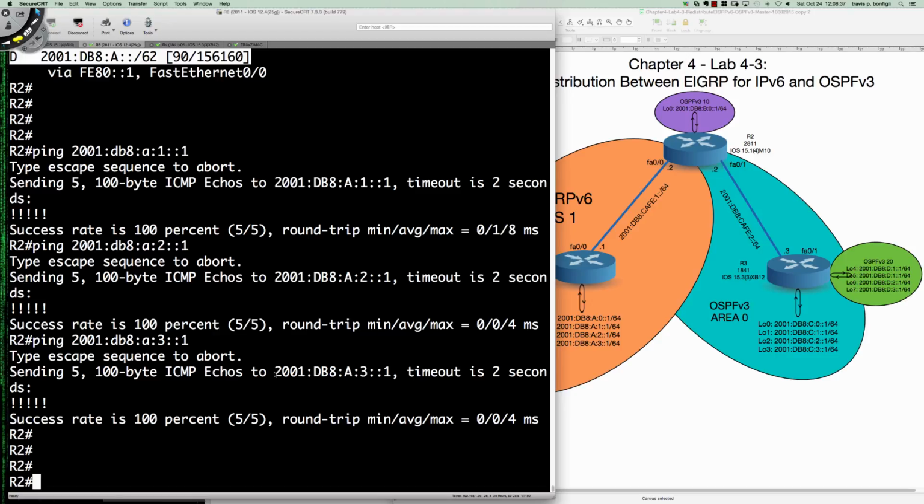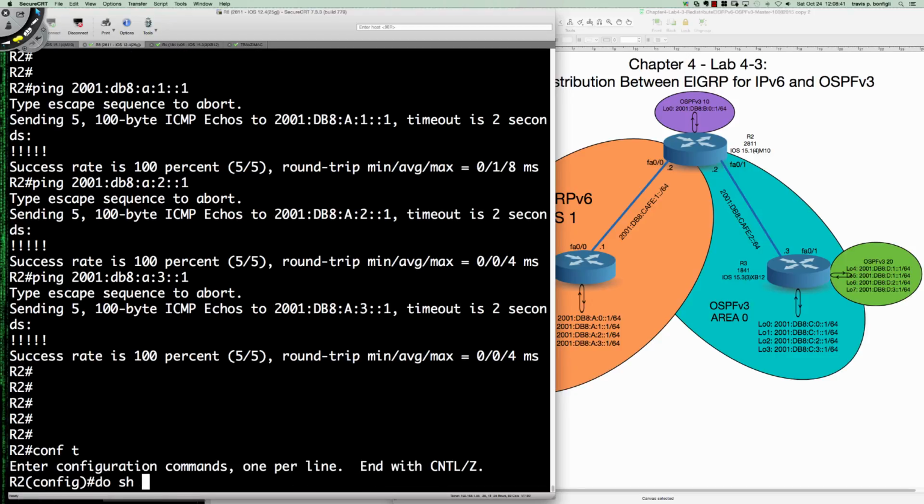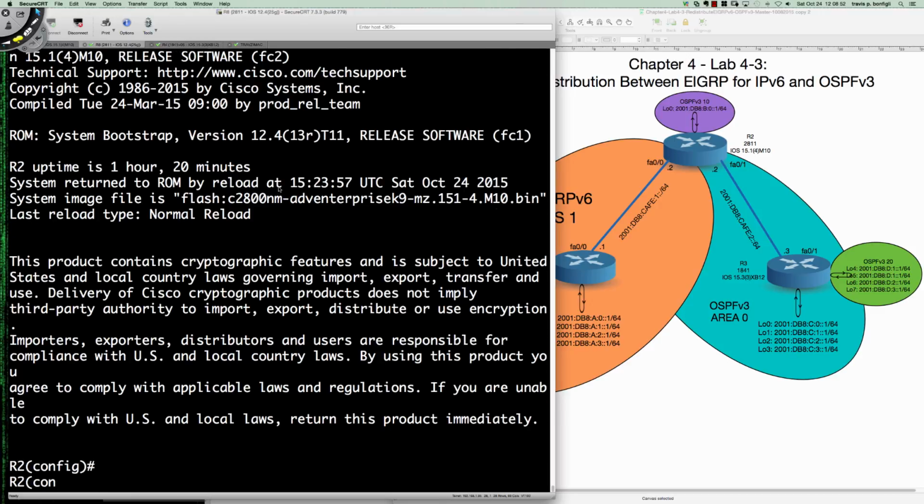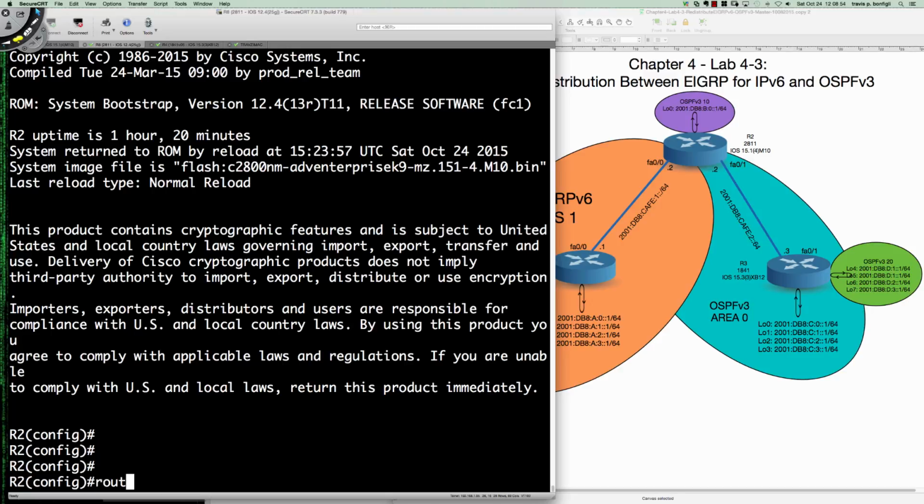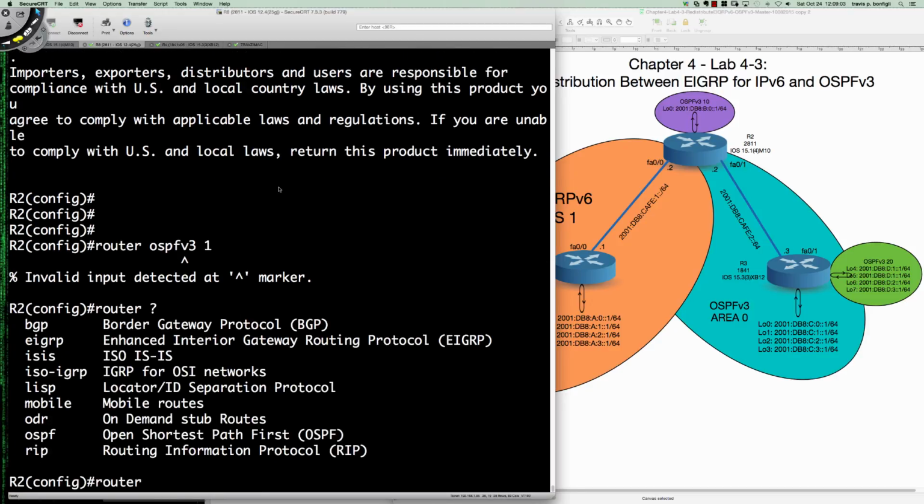So it's got us on router 2 here, and router 2 is a 2811, and do show version. Let's see, we've got 15.1.4M10 code running on this router. So when I say router ospfv3 1 and I hit enter, it says invalid input detected. Let's do a router question mark. Yeah, not available in the 15.1 code.